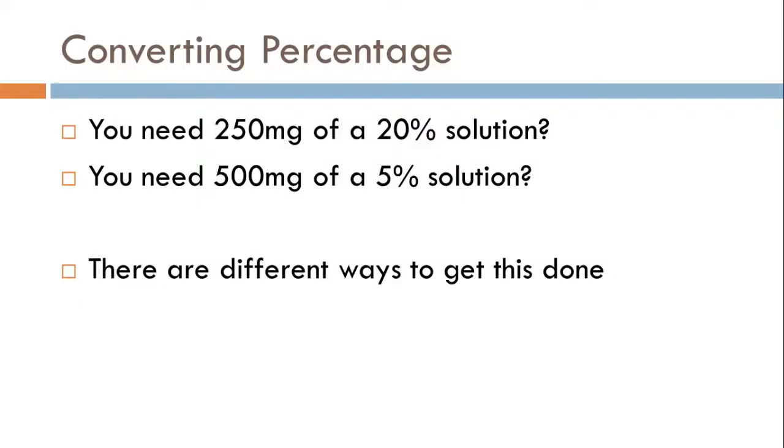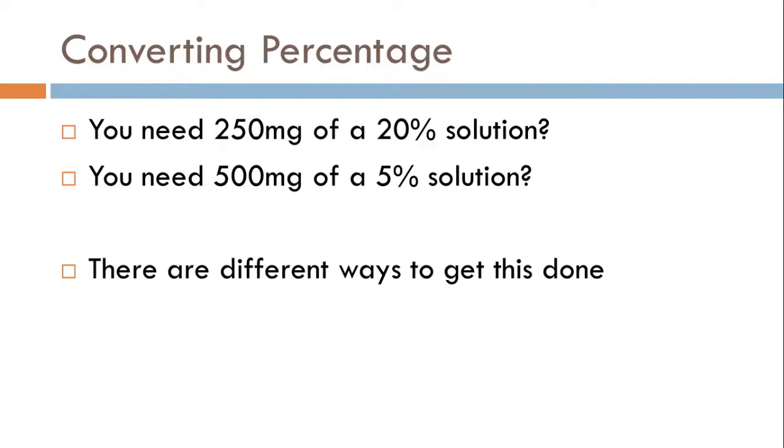Let's take a look at the first slide. The first slide gives a couple of examples that we might need to find. For instance, get me 250 milligrams out of a 20% solution, or get 500 milligrams out of a 5% solution. So you'll need to know how many milligrams are in a 20% solution. You'll have to know how many mils to pull out of there. So there's different ways to get this done.